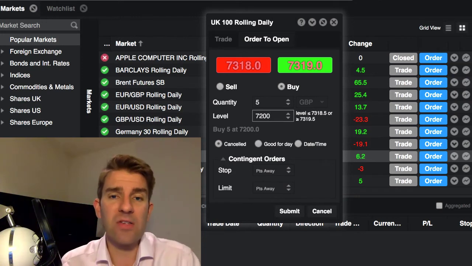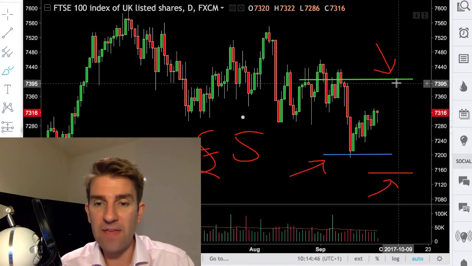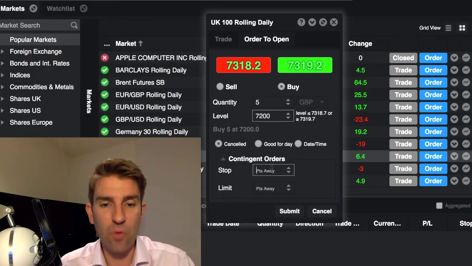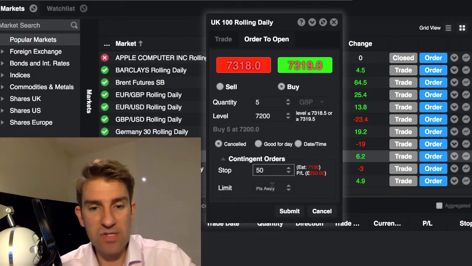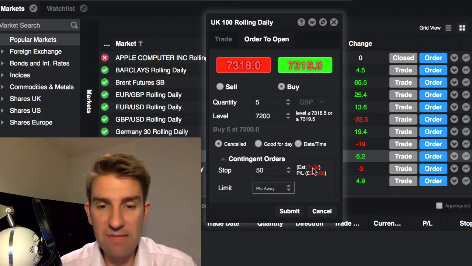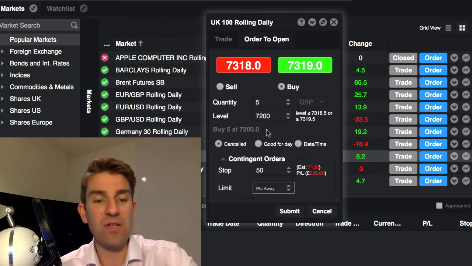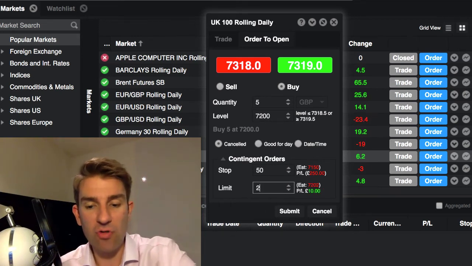Right, going back to remind ourselves for analysis what we're going to do, we're going to have a stop loss at 7,150 and a target of 7,400. So our stop loss is going to be 50 points away, and we're double checking 7,150 is correct, and our target is going to be 7,400 minus 7,200, 200 points away.